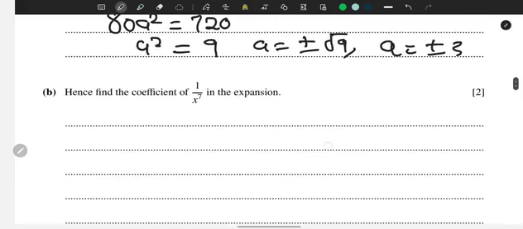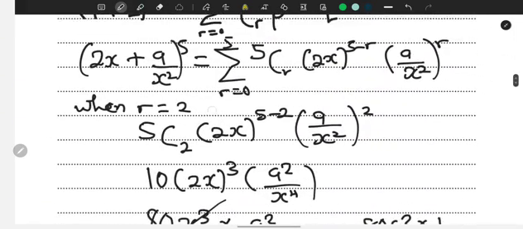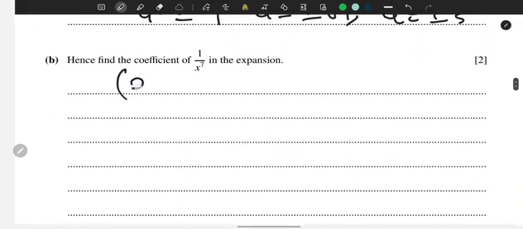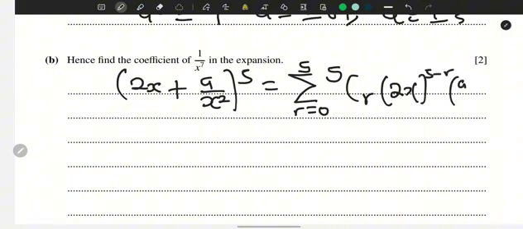Okay, so let's move to the b part of the question. Now find the coefficient of 1 over x to the power of 7 in the expansion. So let's go back to the formula we have above, where (2x + a over x squared) to the power of 5 is equal to the summation r equals 0 to 5, 5 combination r, 2x raised to the power of 5 minus r, then a over x squared raised to the power of r.